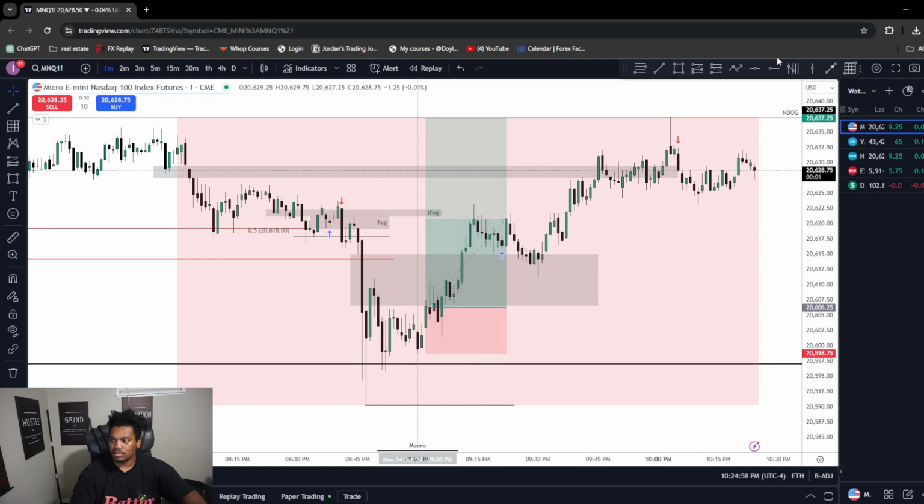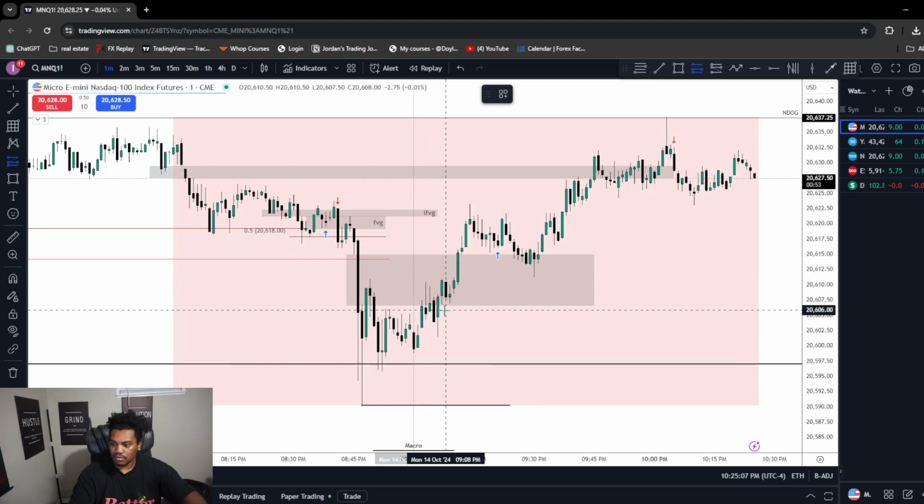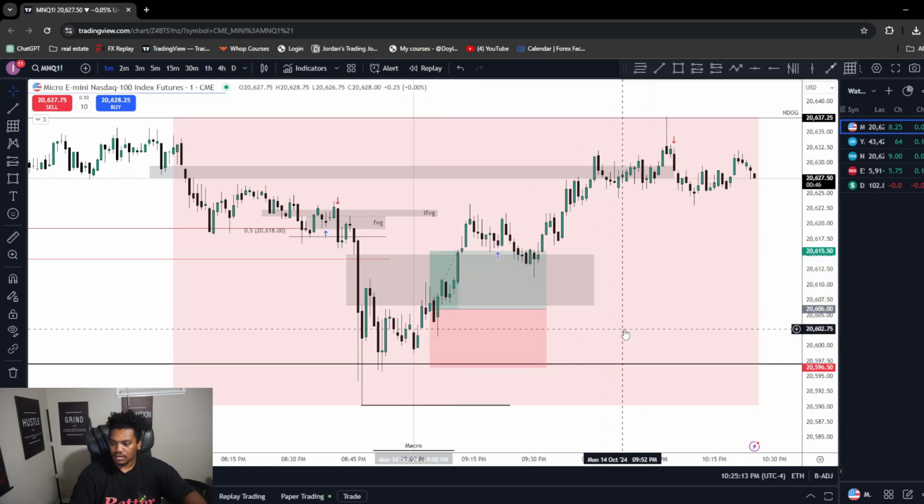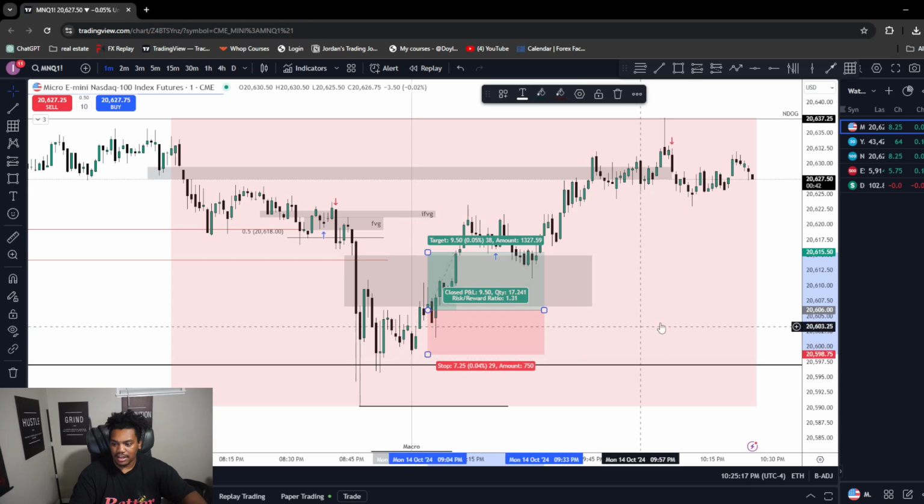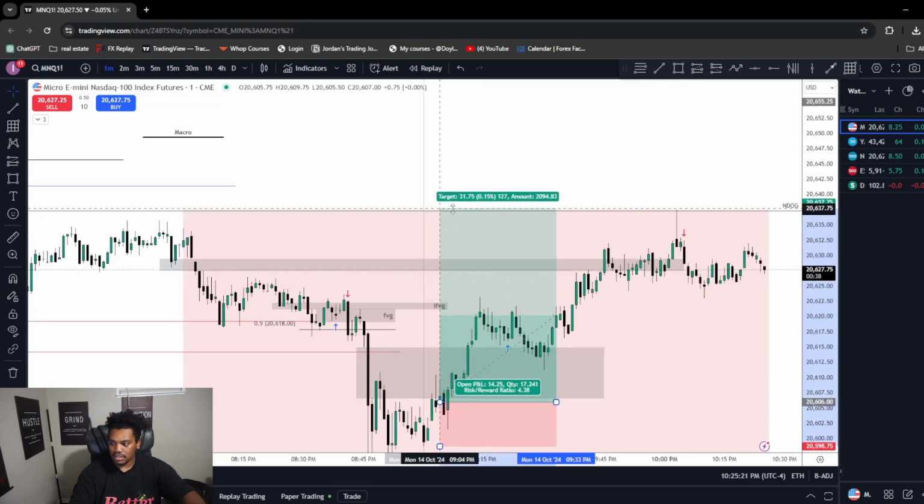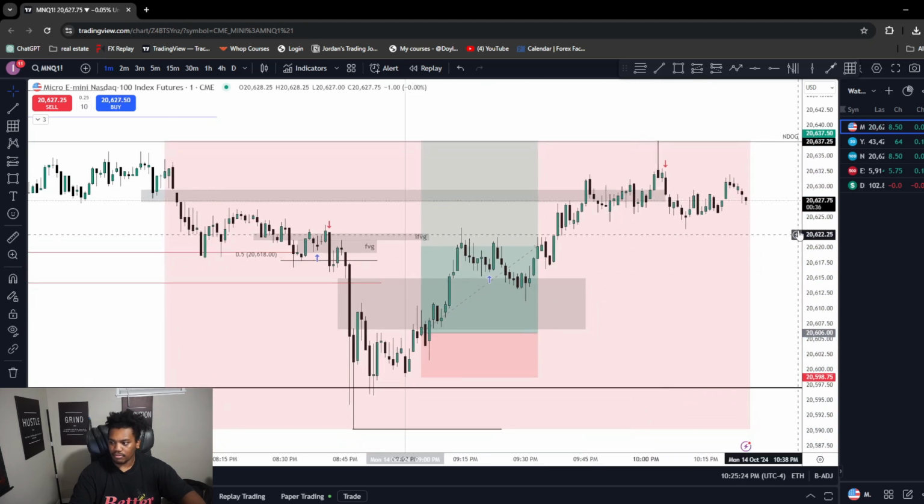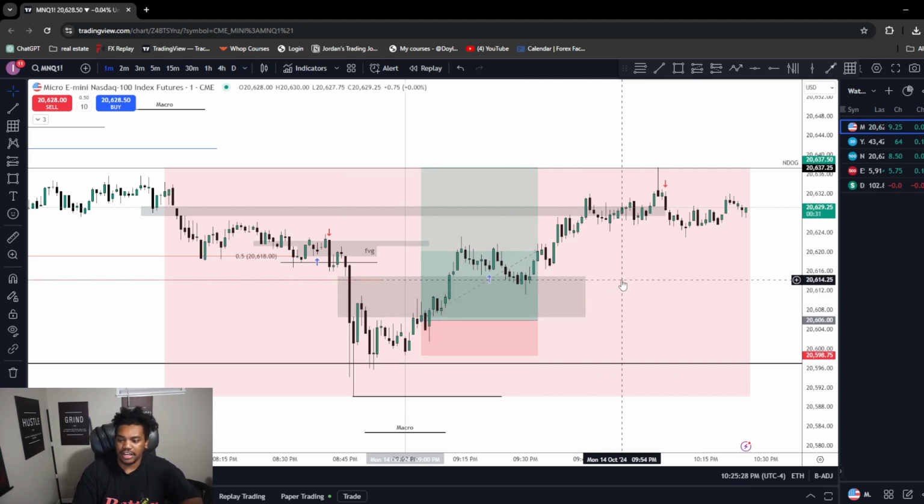I had a 2606 entry, pretty much right there, right? Stop loss right here at that low. And I was aiming towards the new day opening gap, right? So once this happened, this was my riskier entry.